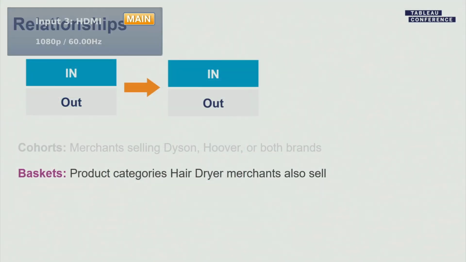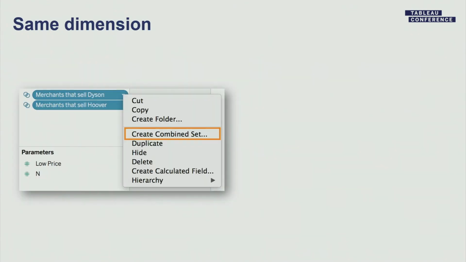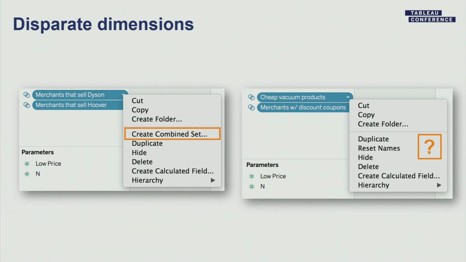So the final example we're going to look at involves combination of sets. So we started off by looking at cohorts through combined sets based on the same field. And Tableau gave us the option for that. Now, a very common business question is to ask questions about parts of your data that are not from the same field. For example, let's say I want to find out cheap vacuum products. So I want to find out what products are either cheap vacuum products or sold by merchants that have given me a discount coupon. I've defined here two sets, cheap vacuum products and merchants that have given me a coupon.